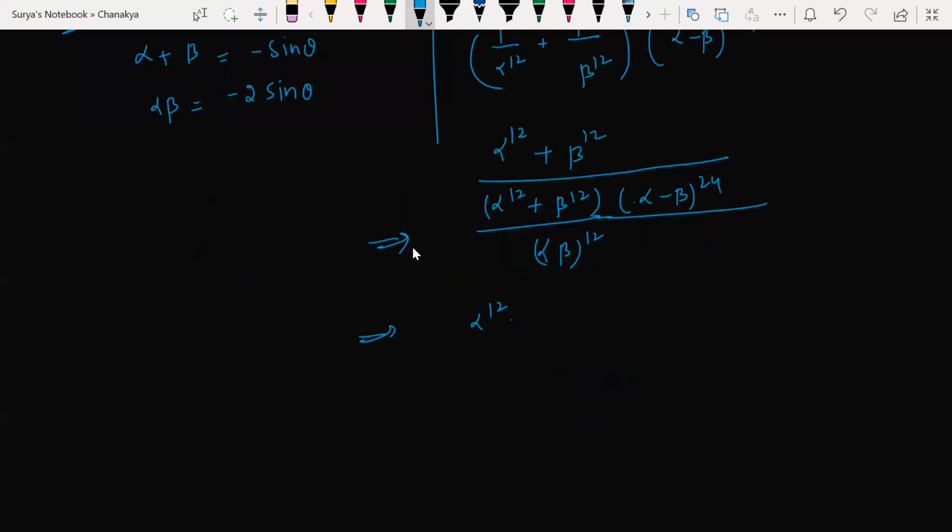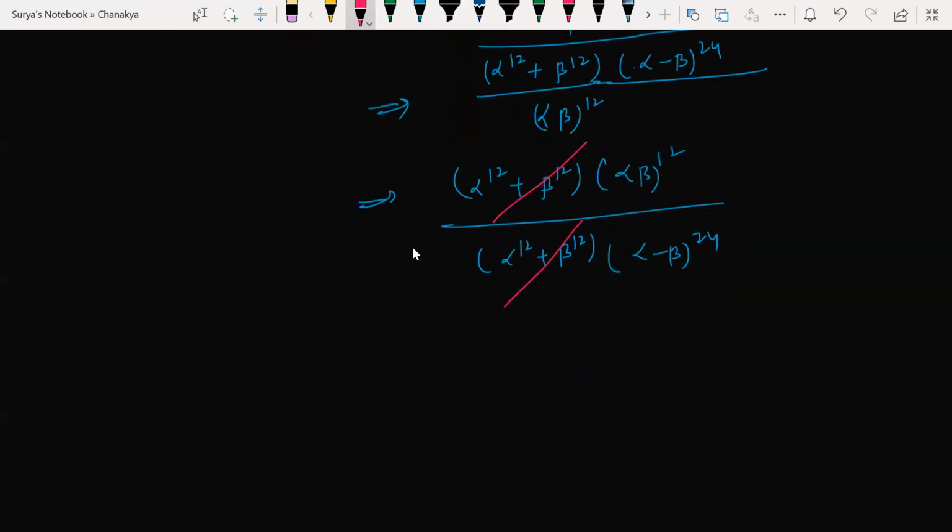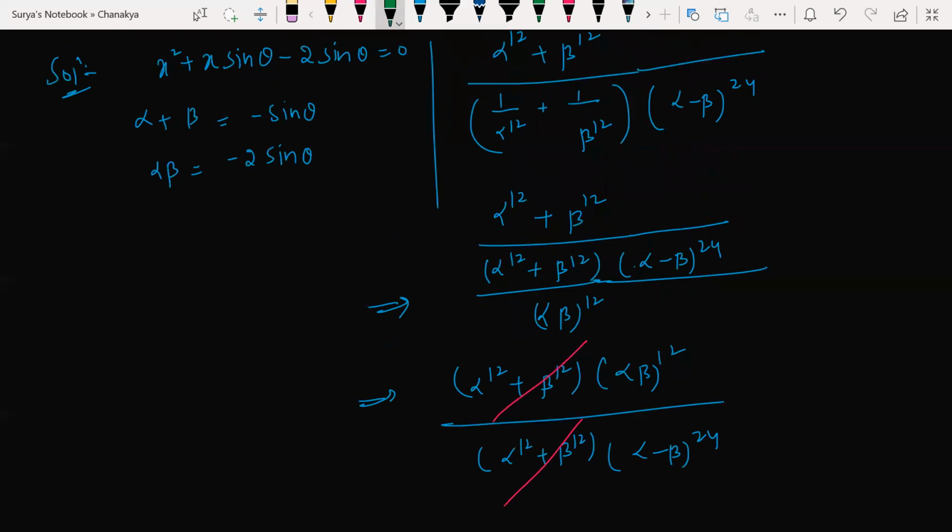Yes, sir. Alpha to the power of 12 plus beta to the power of 12, and this will be reciprocated. So this will be like this. So now alpha to the power of 12 plus beta to the power of 12 into alpha minus beta to the power of 24. So what can I do here now? This I can cancel these two. Correct? Sir, we know alpha beta value, so that you can substitute here. But we don't know alpha minus beta, right? So we'll find out alpha minus beta by using these two conditions. Correct?